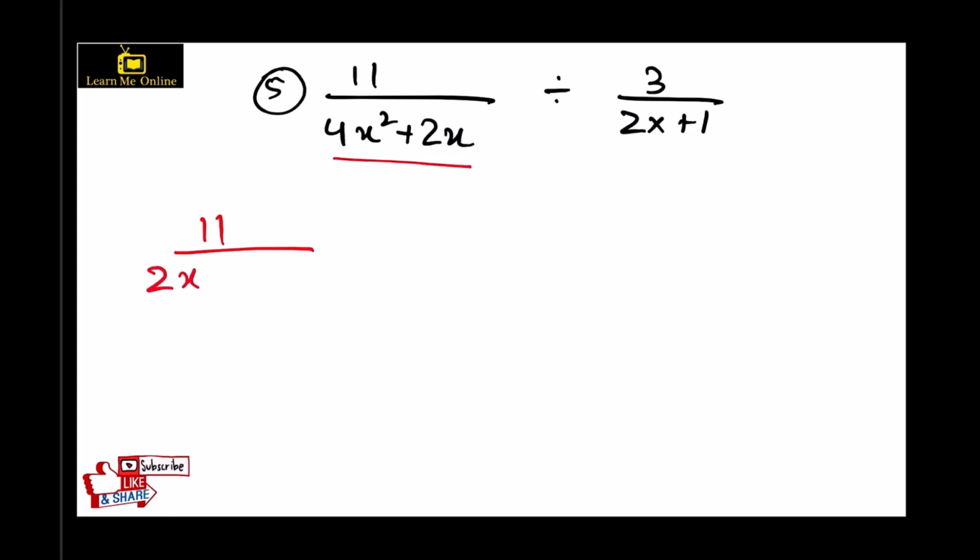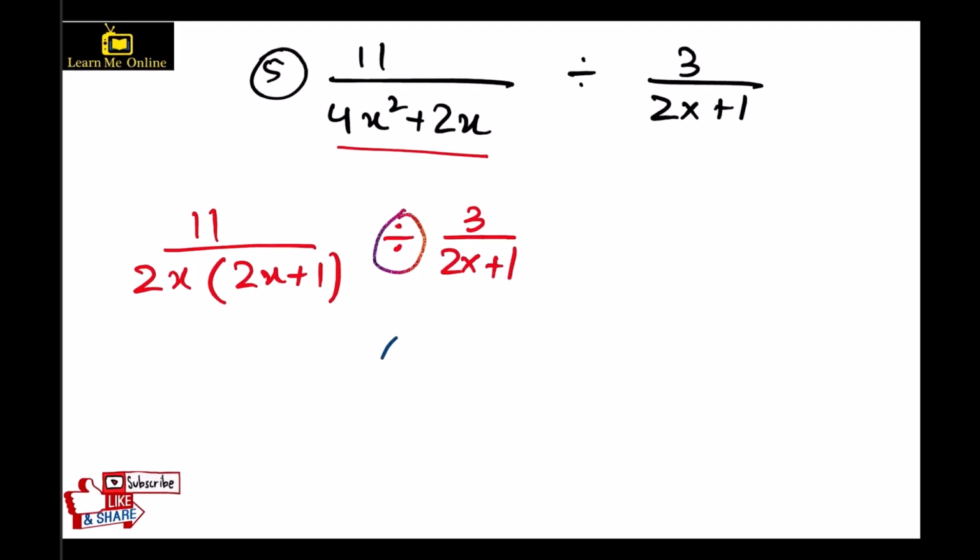With the variables, I can take x, and I'll be getting 2x plus 1 here. There's a divide sign. I'm going to keep the divide sign for now, and the second fraction would be 3 over 2x plus 1. Now, because we have got the divide sign here, what we're going to do with the divide sign is to change that into multiply. We are keeping the first fraction, which is 11 over 2x plus 1.